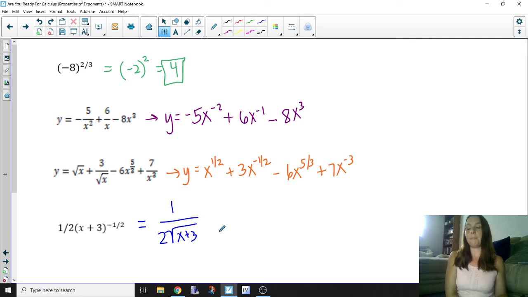I've encountered times in class where my students will end up with an answer like this, and maybe they're working on a multiple choice problem, and the correct answer looks like this. Understanding that these are the same thing will be important.